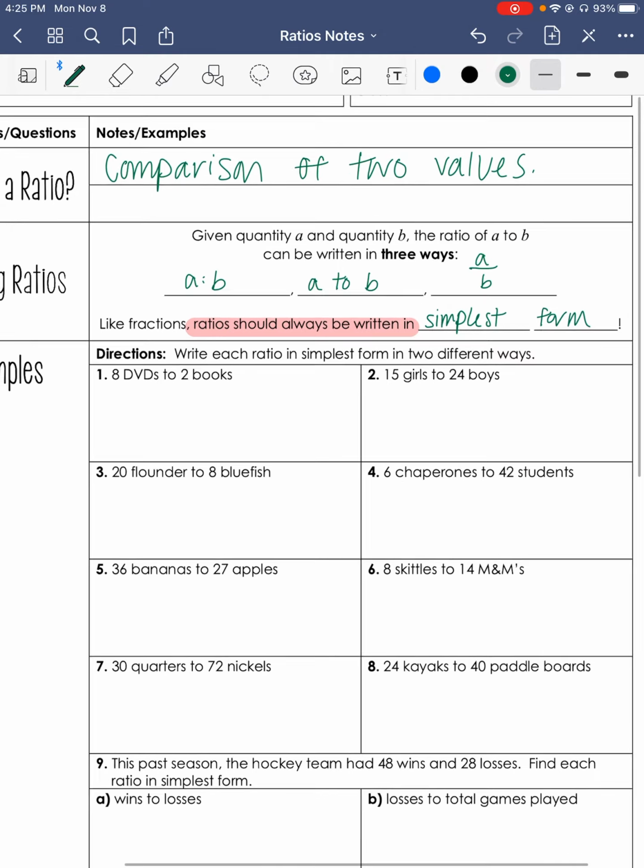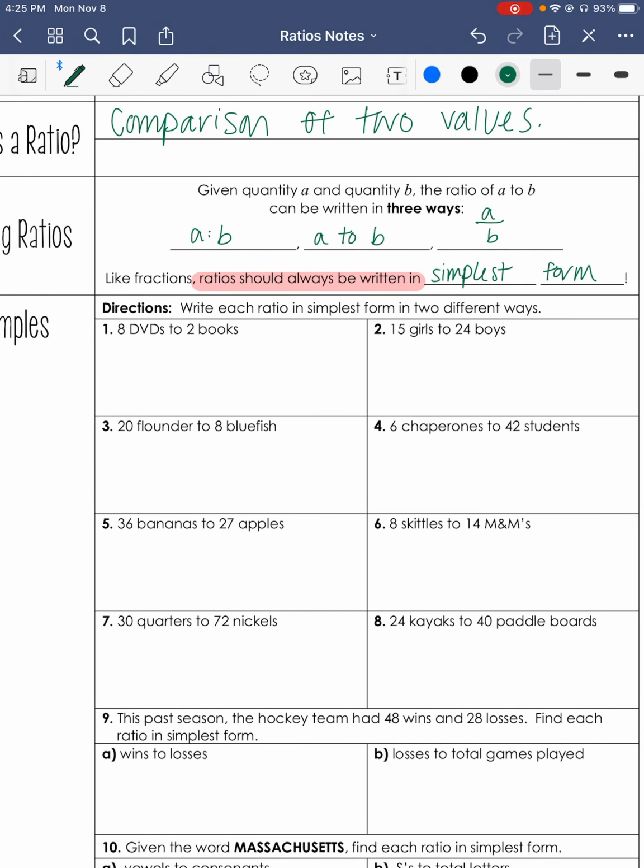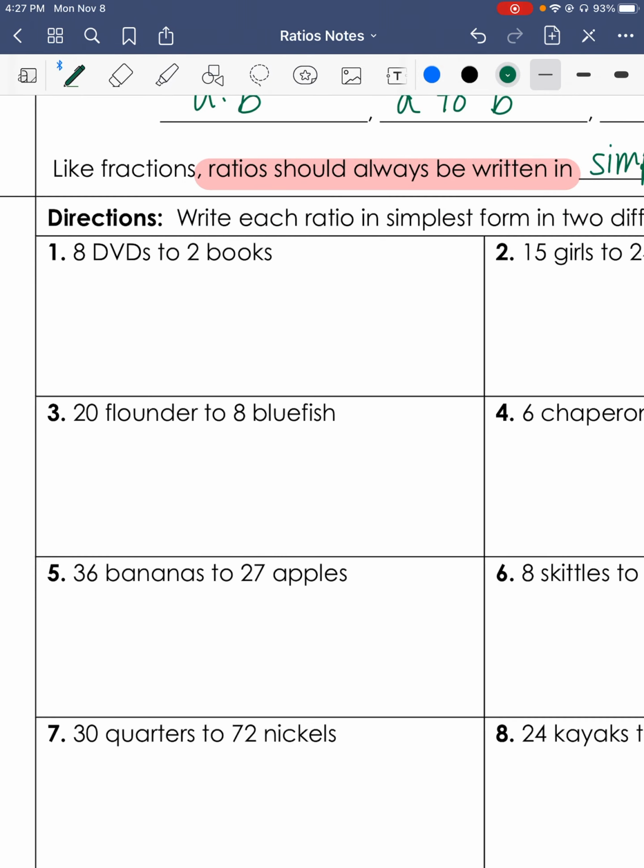So here it looks like we have some problems with words. Okay, so we're going to use these little phrases to write our ratios, and we're going to write them as fractions. And if we have a fraction that can be simplified, we're going to go ahead and do that. Okay, so 8 DVDs to 2 books. What this is going to look like is we're going to just put 8 in a fraction over 2. And we can simplify this. We can divide the top and the bottom by 2. 8 divided by 2 is 4, and 2 divided by 2 is 1, right? 4 over 1. Actually, let's leave it that way, 4 over 1. Okay, so that's one way to write it.